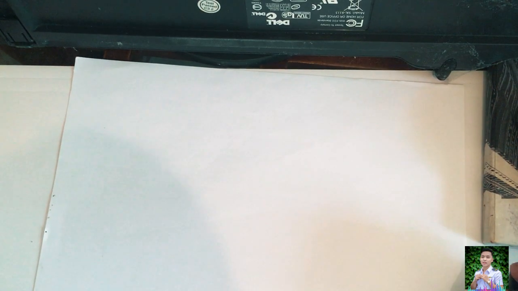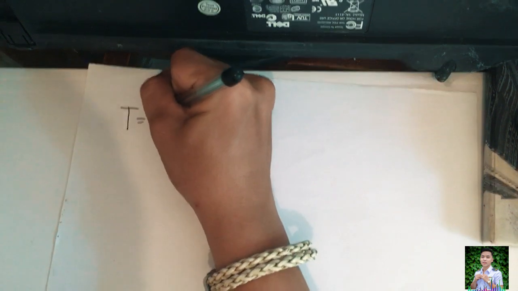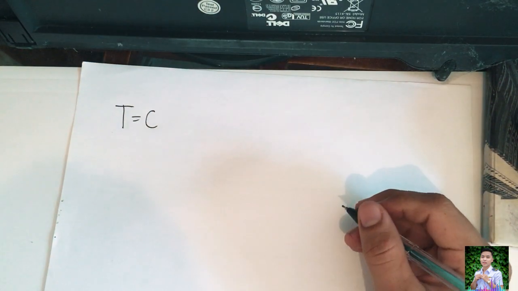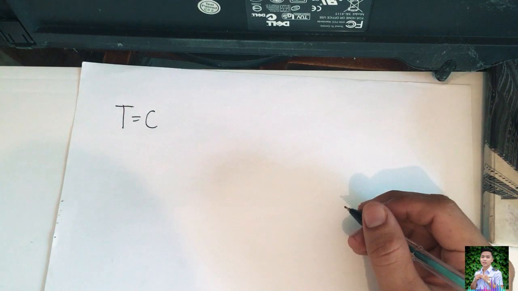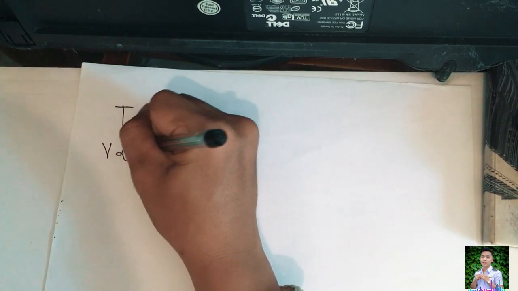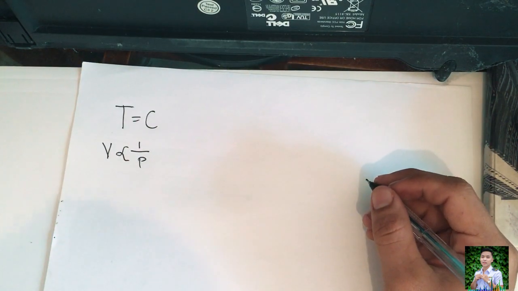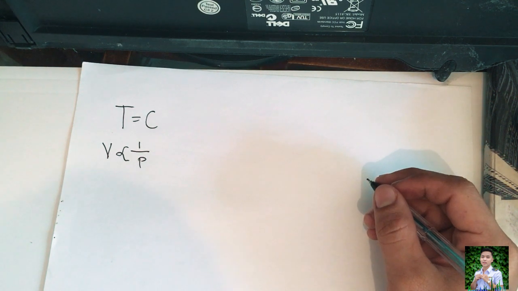So, this is the formula that can be formulated. In Boyle's law, the temperature is constant. So, we put T is equal to C. And also, the law states that the volume is proportional to 1 over pressure. So, we put V is proportional to 1 over P. Or we can say that volume is equal to a constant over pressure.